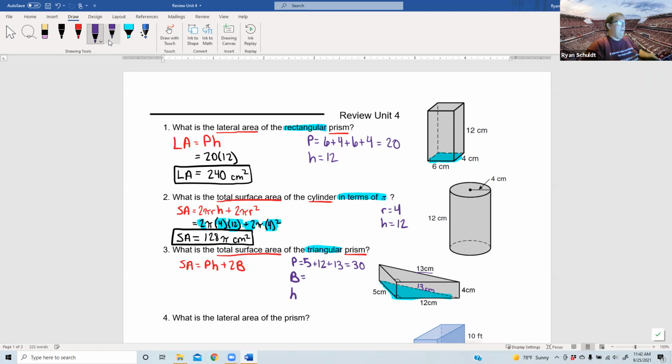Then I need the area of my base. The base again is a triangle, so it's going to be 1/2 base times height. It's going to be 1/2 times the base of the triangle, which is 12, and the height of the triangle is 5. So 1/2 of 12 times 5 is 30.